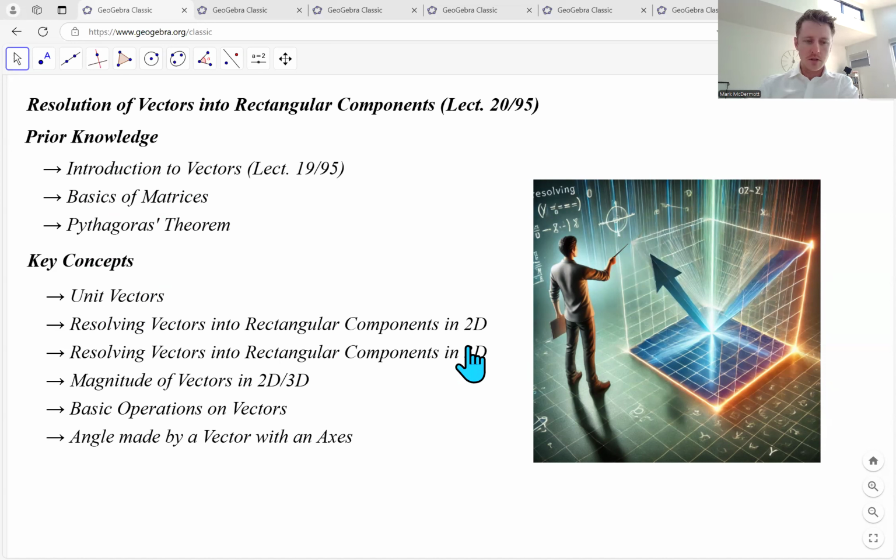Key concepts in this video will be unit vectors, resolving a vector into rectangular components in both 2 dimensions and 3 dimensions, the magnitude of a vector in 2D and 3D, and then basic operations on vectors, as well as how we can determine the angle made by a vector within axes. So, sounds thrilling. Let's jump into it.